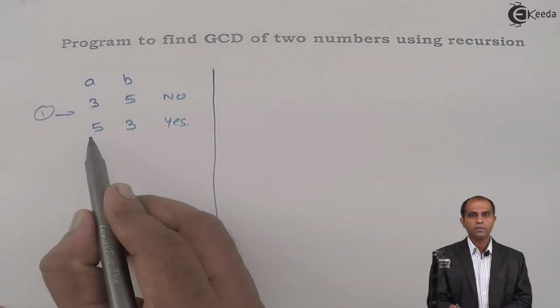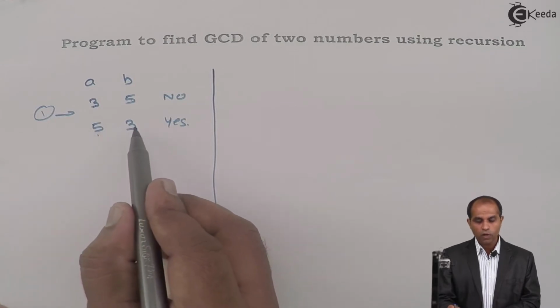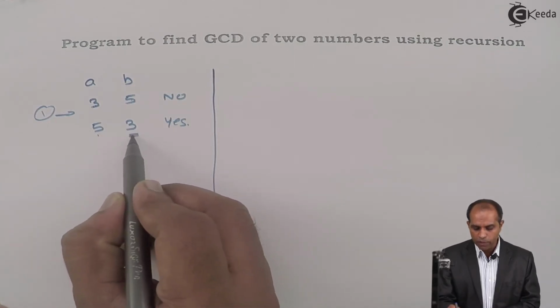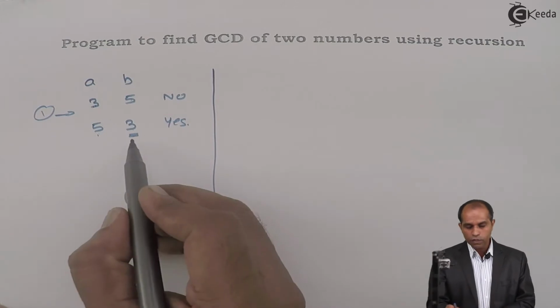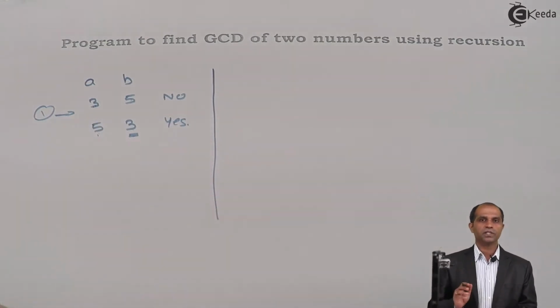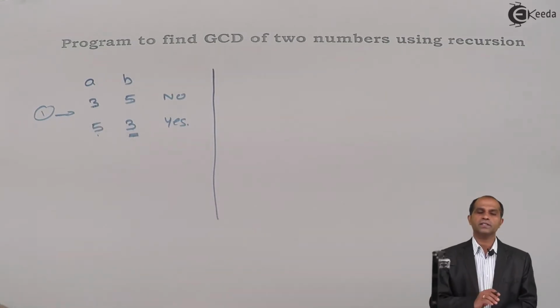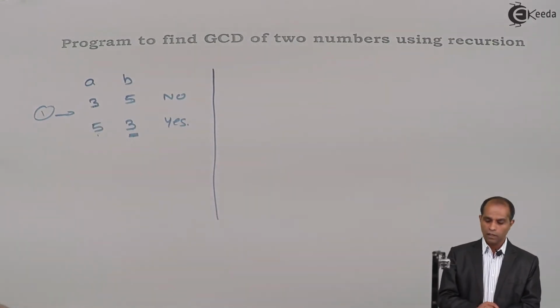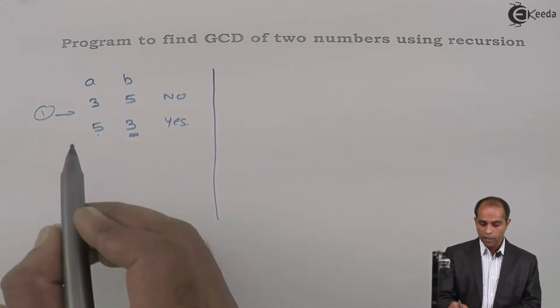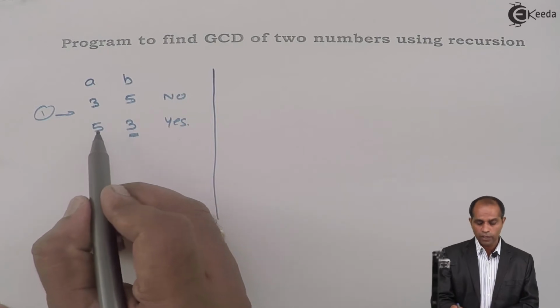Then, when the larger number was in A and the smaller number was in B, you check: is B 0? If B is 0, then whatever number is stored in A becomes your GCD. So here the base condition will be: when the second number is 0, end the task by declaring the first number A as the GCD. If not, then what did you do?